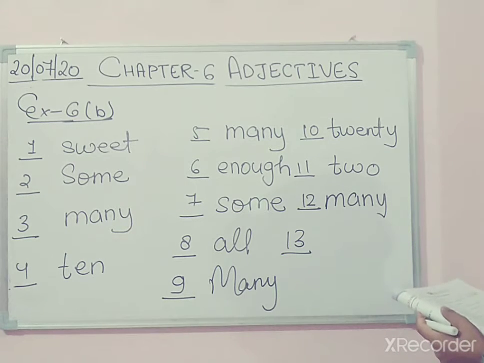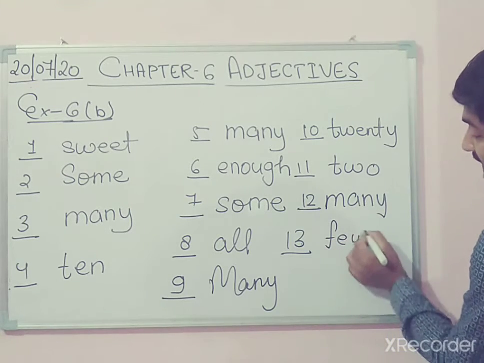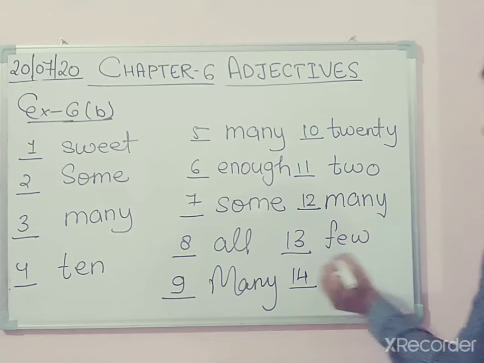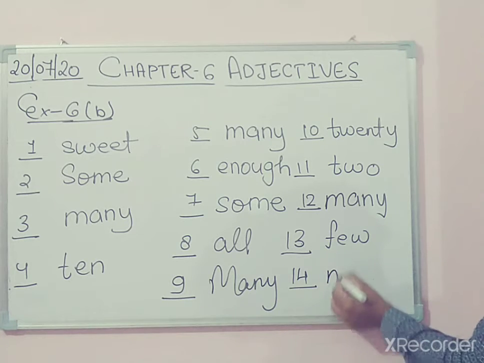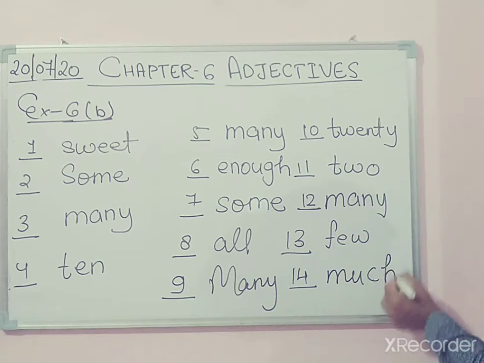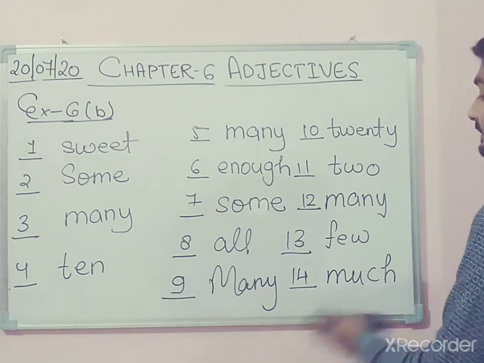Number 13 is there are still dash minutes left. Few minutes, or you can write 7 minutes, 10 minutes, any number. Number 14 is mother has dash work to do. Much work. Or you can write a lot of work. A lot of, or this one only, much.